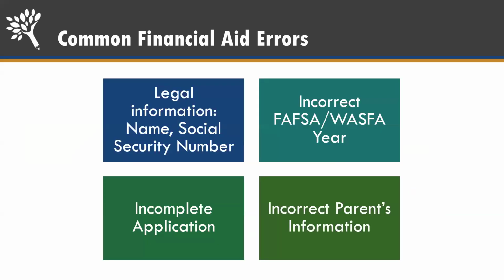Our most common errors on the application include using your legal name and social security number, filling out the wrong year application, because when a student applies for financial aid, the current year application and next year's application are both available at the same time. So a student might accidentally complete the 25-26 FAFSA, and that's okay.